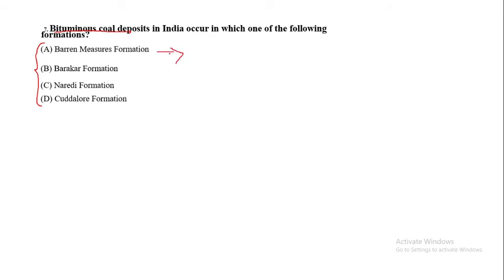As we know, barren measure belongs to the Gondwana formation, but the reason is that no coal formation is present here. So it is not the answer. There is no coal deposit present, but in these barren measures there is ironstone present. Important: ironstone is present in these barren measures, but there is no coal deposit.